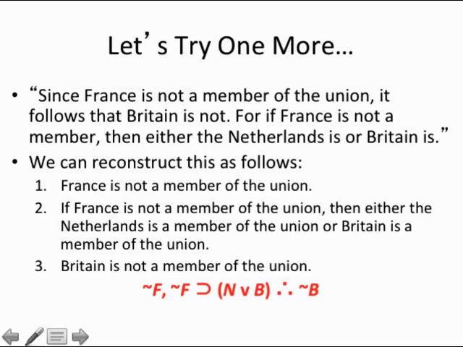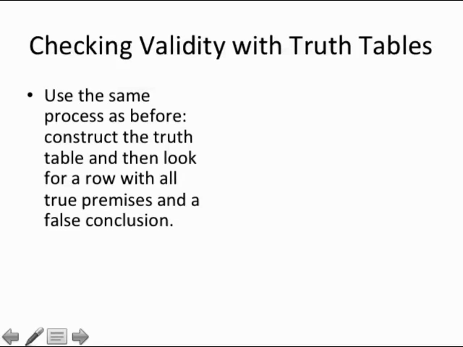Symbolized, it looks like this. First premise, not F. Second premise, if not F, then either N or B. Conclusion, not B. We're going to use the same process as before. We'll construct the truth table and then look for a row with all true premises and a false conclusion.